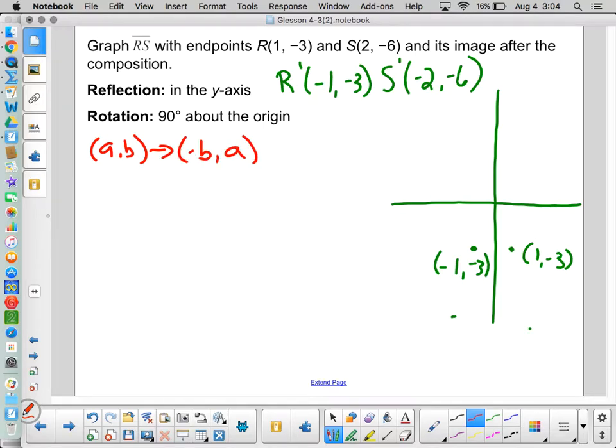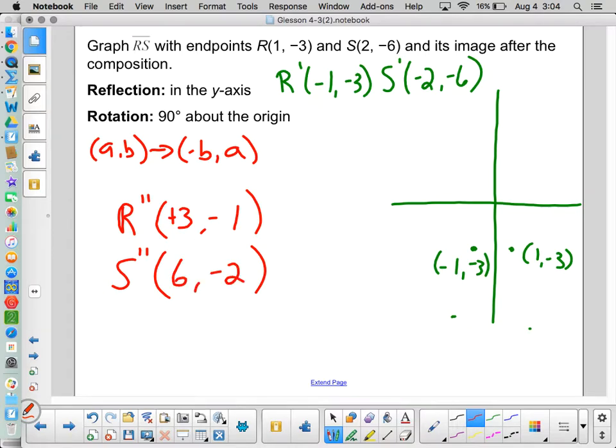For 90 degrees around the origin. So R double primed, we're going to switch the order, negative 3, negative 1 to negative 1, negative 3, but we're going to change the sign of the first one, so 3, negative 1. And S double primed is going to go from negative 6, negative 2 to 6, negative 2, because we're going to switch the order and change the sign of the second number, B, negative 6 to a positive 6.